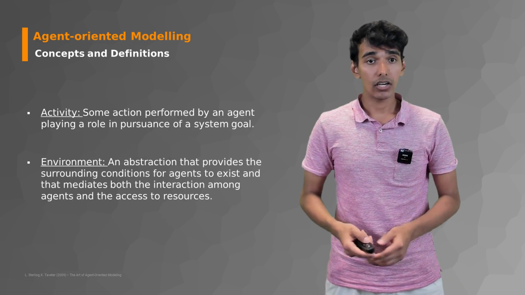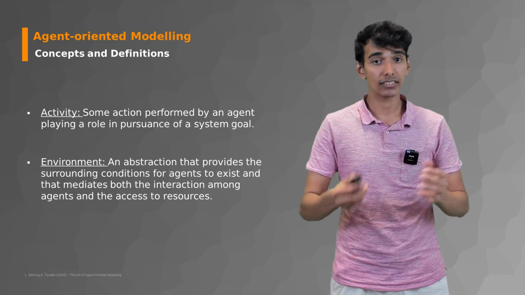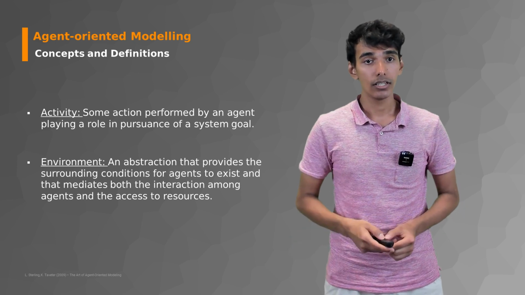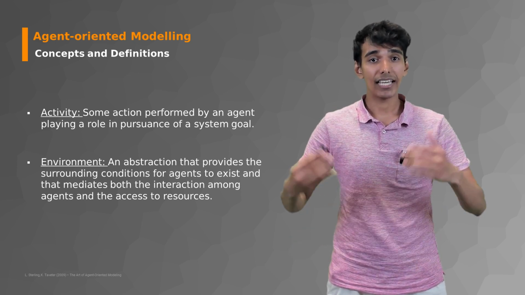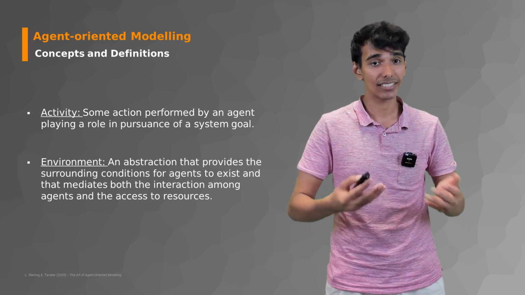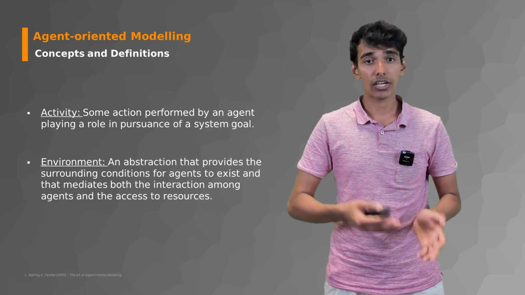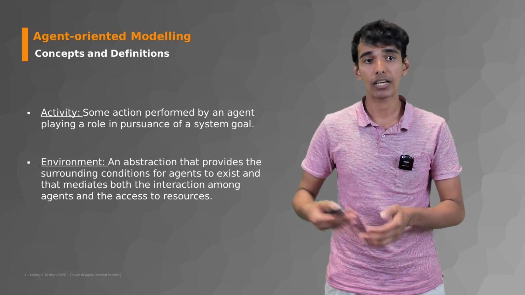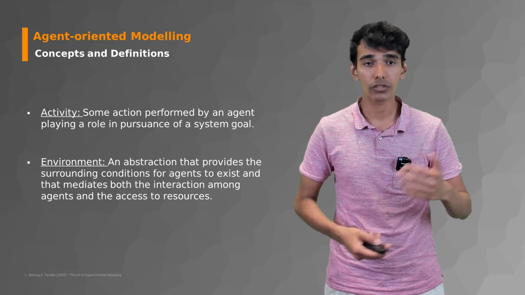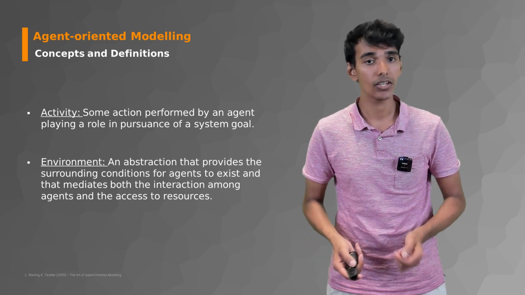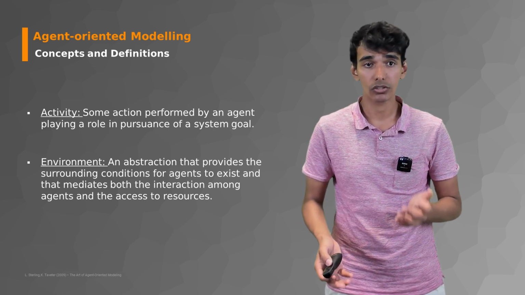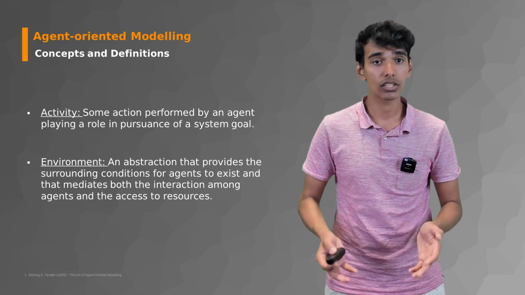Activities, on the other hand, are actions performed by these agents playing a role in pursuance of the system goals. The environment is basically the abstraction or the surrounding conditions in which your agents exist, and it mediates the interactions among the agents and allows them to access various resources. Inside of your environment, you're going to have different resources available to your system, and handling the various dependencies between these resources and making sure that there are no race conditions is something that your environment can handle.